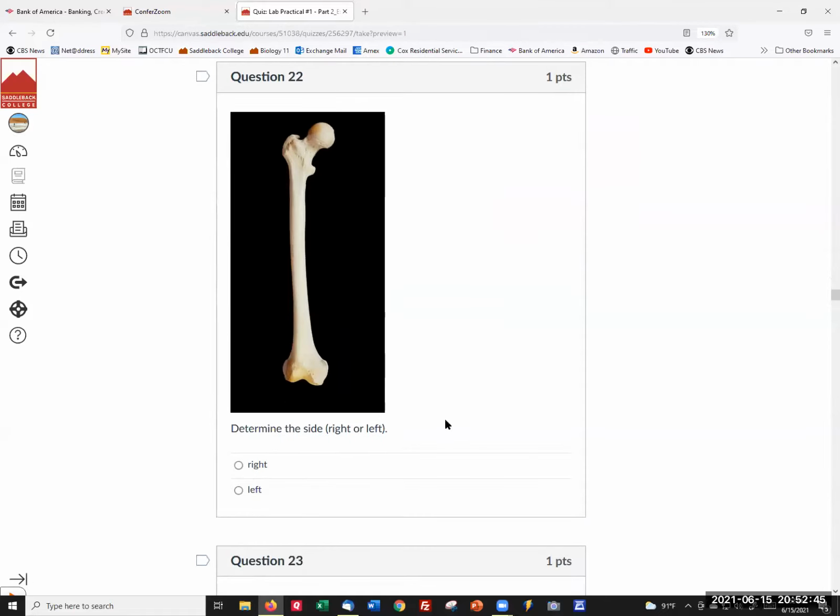Here's 22. Is this a right or a left bone? You'll get asked a couple of these. First off, is this the front or the back?